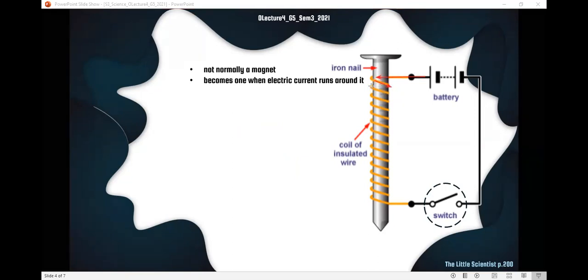The electric current leaves the battery. It moves through the wire, blah, blah, blah. It wants to go back to the battery, but the switch is off. So it stops. The electric current isn't flowing. This is an open circuit. No electric current flowing through. So how is the electromagnet in this case? Is it off or on? Off. The electromagnet is off.